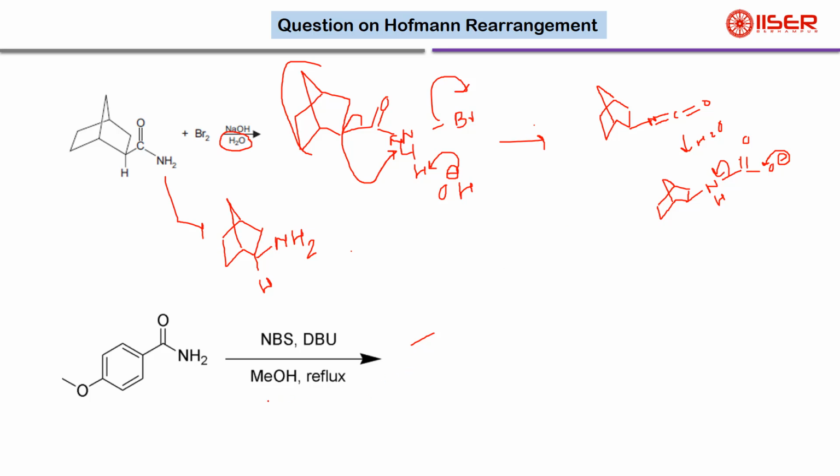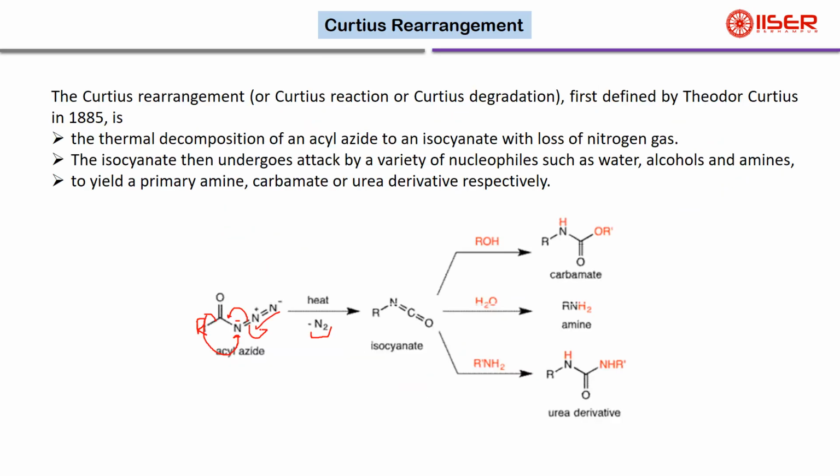Okay. Now in this case you have to see that methanol is given, not water. So what will happen after the isocyanate step? Methanol will attack, so it will form a methyl carbamate. Okay. So always notice the N to remove from the system and forming this isocyanate as a product.